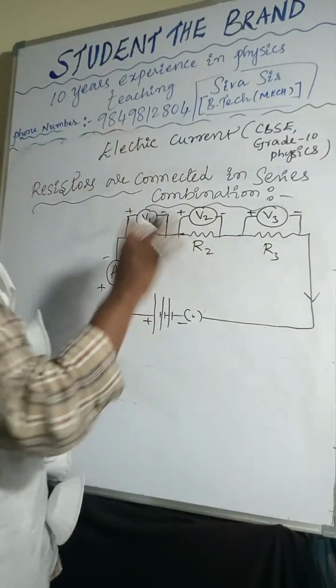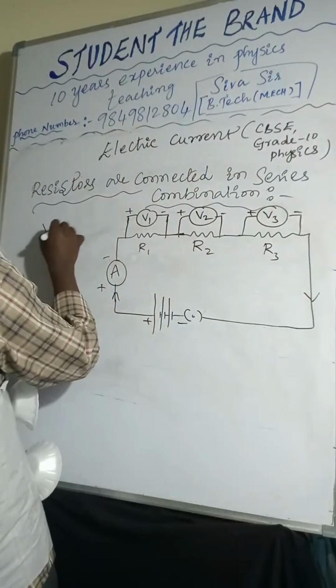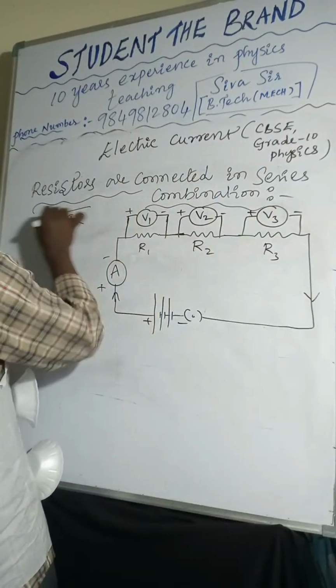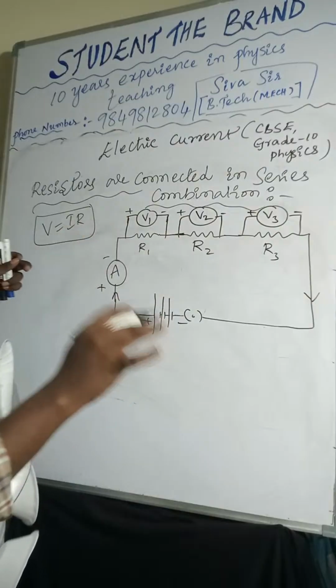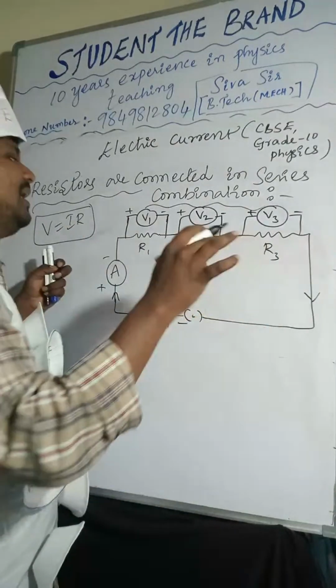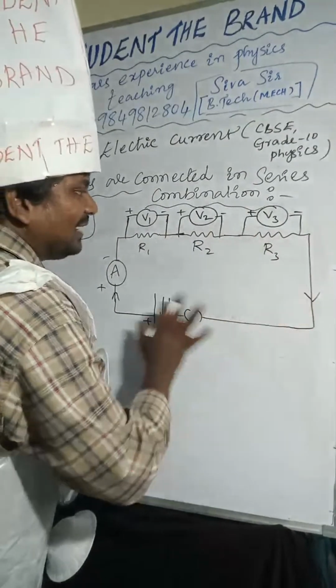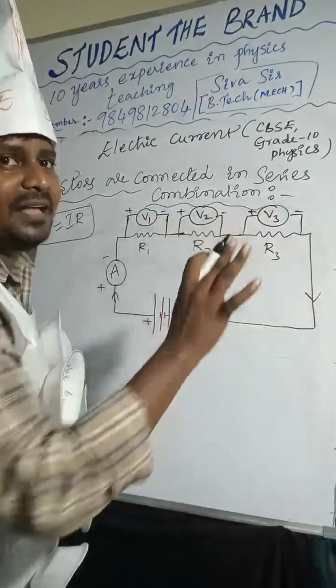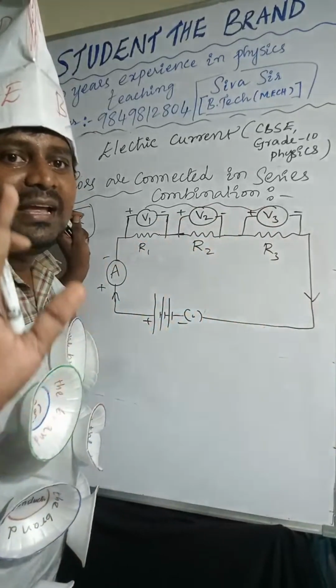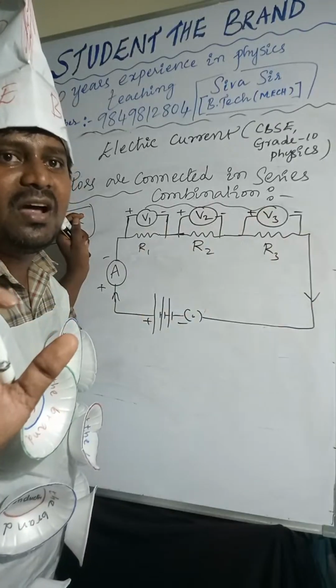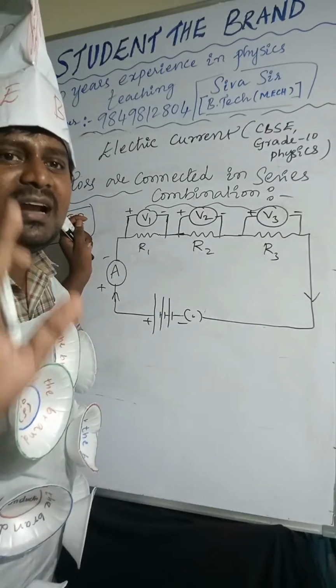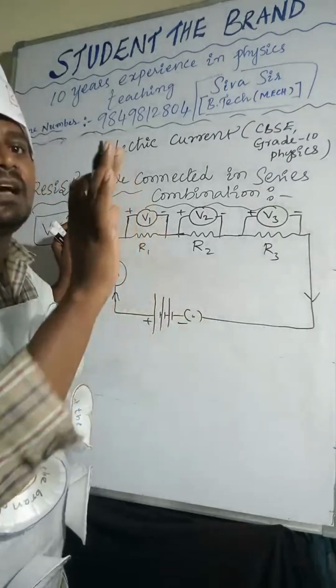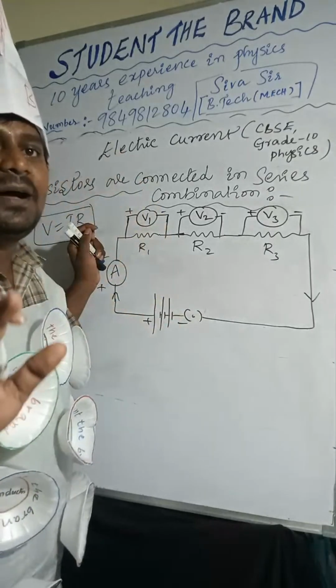From Ohm's law, V equals IR. In the entire path, is the current the same or not? Yes, in the entire path, the current is the same.